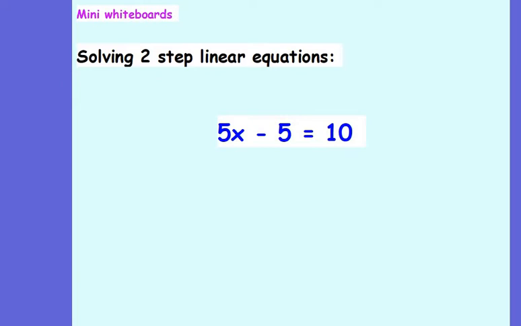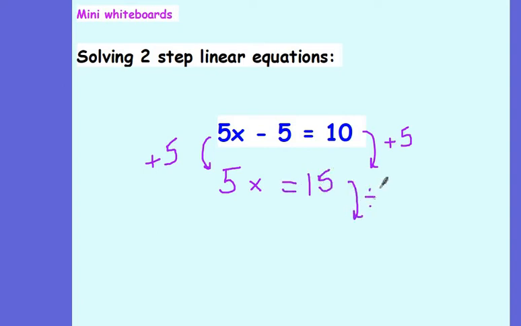So how about now? Pause the video and have a go at answering this one in your light blue books. Okay, this time I need to get rid of that subtract 5 first off, so I'm going to add 5 to both sides. That gives me 5x is equal to 15. I then want to divide both sides of my equation by 5, which gives me x is equal to 3.